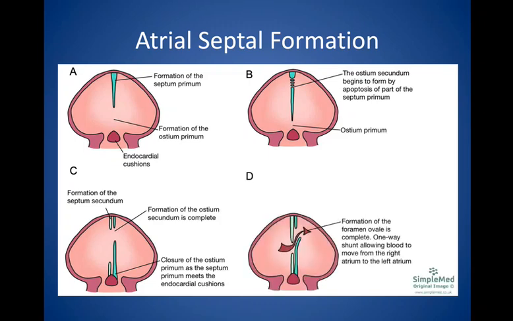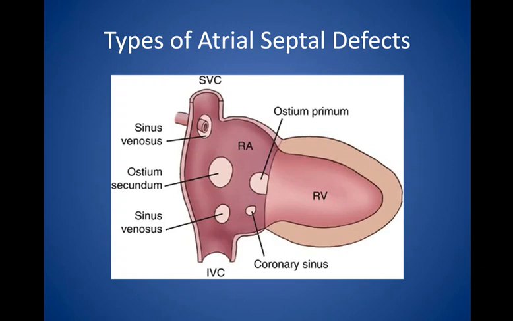And then you end up resulting in a flap where the foramen ovale is this one-way shunt allowing blood typically from the right atrium to the left atrium. So when we talk about the different types of atrial septal defects, there are generally 4 types. Here you can see the ostium secundum. You can see the sinus venosus defects, which are both your superior and inferior defects. And then you also have your primum defects.